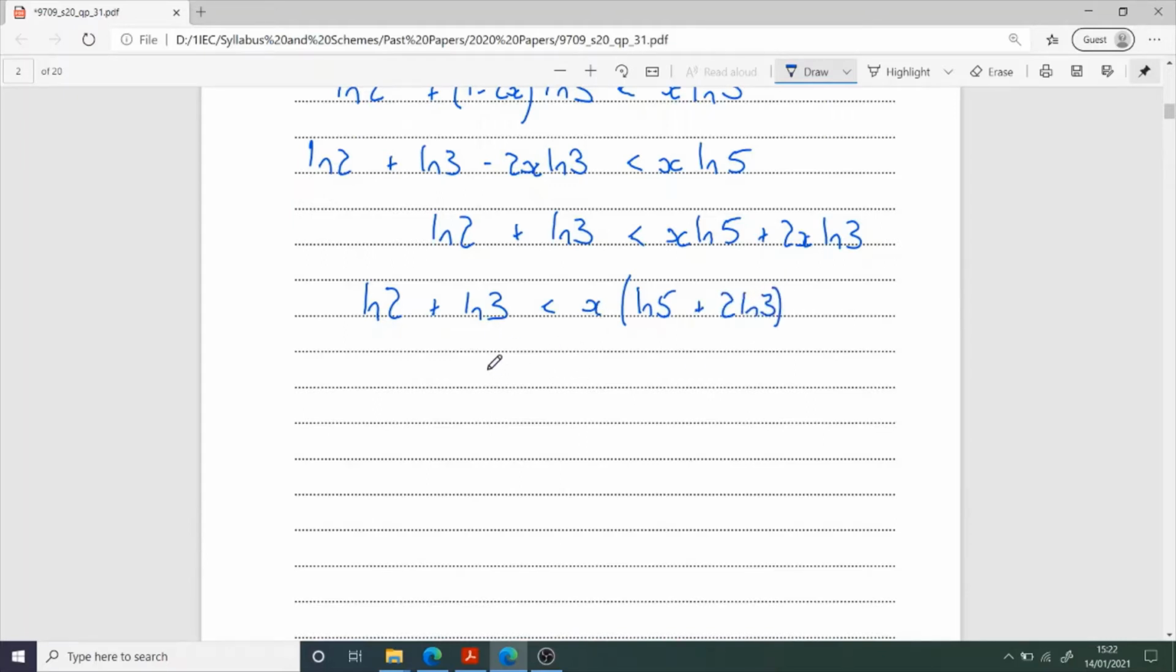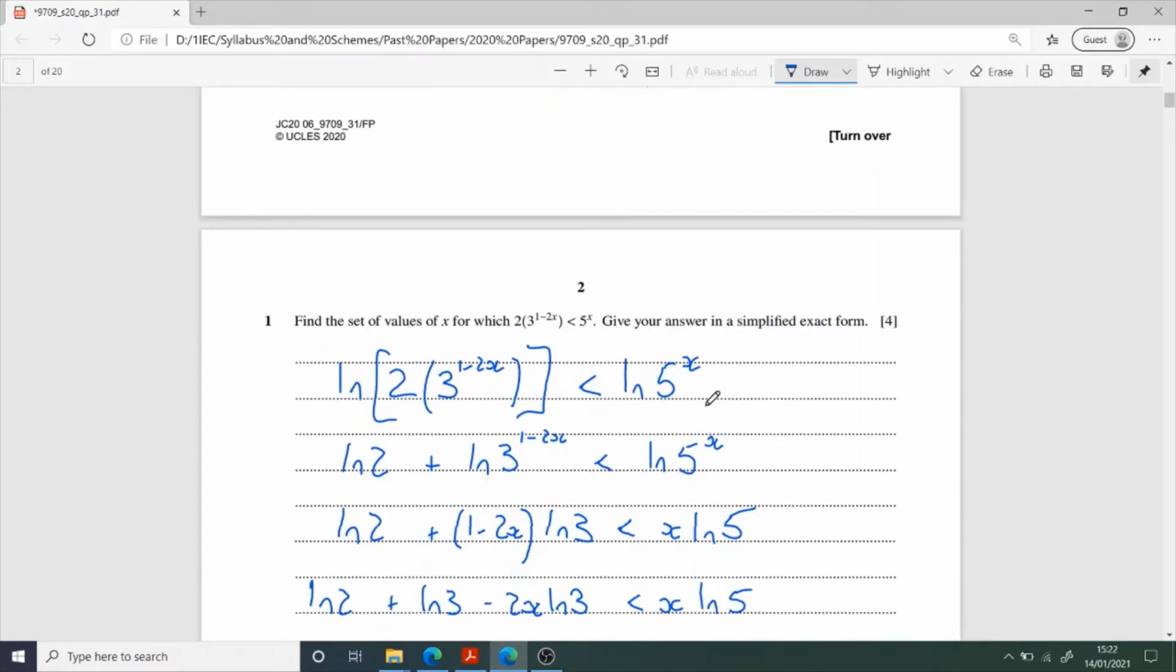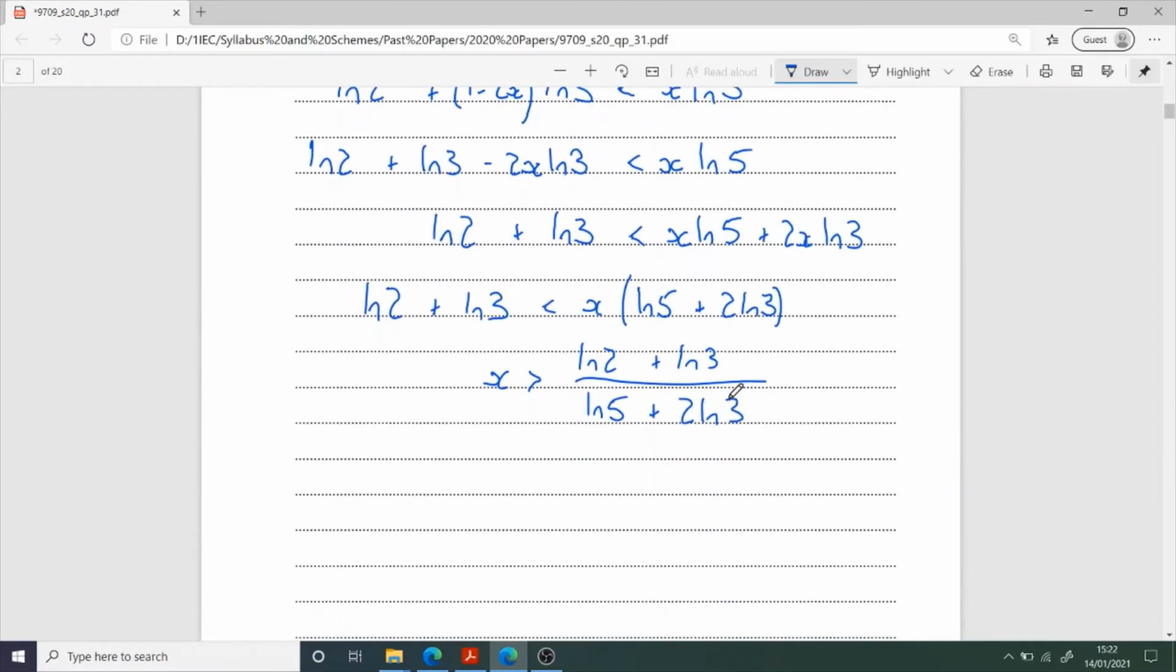I'm also going to write the x on the left hand side, careful, x is now greater than ln2 plus ln3 divided by ln5 plus 2 ln3. Let's just check what form they want the answer in: a simplified exact form. Okay, so let's see what we can do to simplify this.